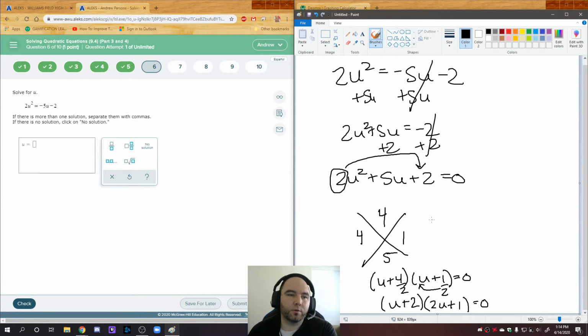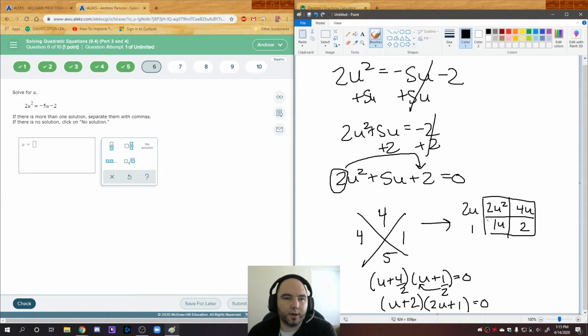Okay, if you're like, no, I don't like that, here you go. You can do a little box, and instead you can write 2u squared, 4u, 1u, and 2, the numbers from the first and last in the splits. And then I can divide out of this one 2u, I can divide out 1, I can divide out u, and I can divide out 2. And what do you know? It gets me the same answer, 2u plus 1 and u plus 2.